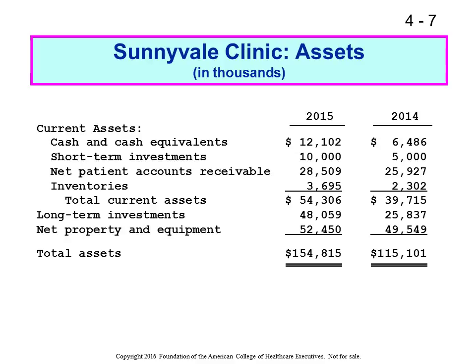Now, in slide number 7, I just gave you a quick overview of what assets look like for Sunnyvale Clinic. It's broken down into cash that they have, short-term investments that they've made, some long-term investments, and between 2014 and 2015 what their total assets were. Of course, you can see there was an increase in their total assets.